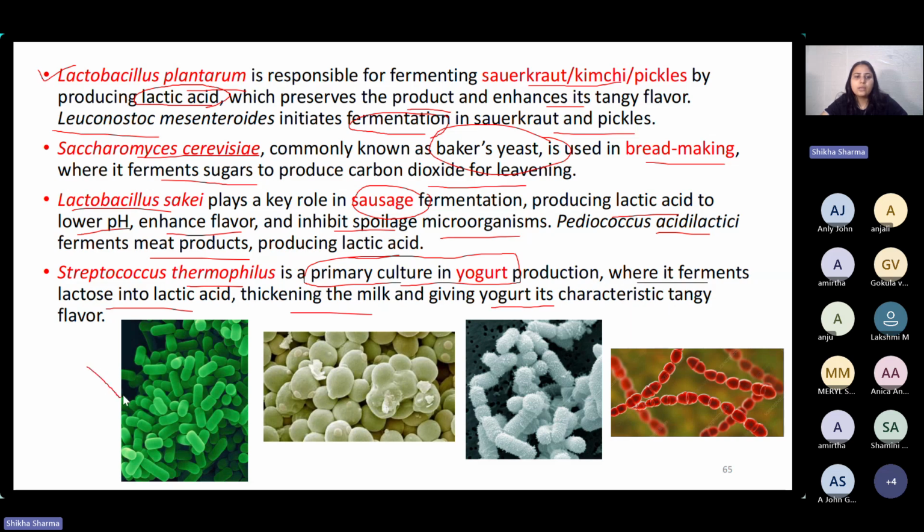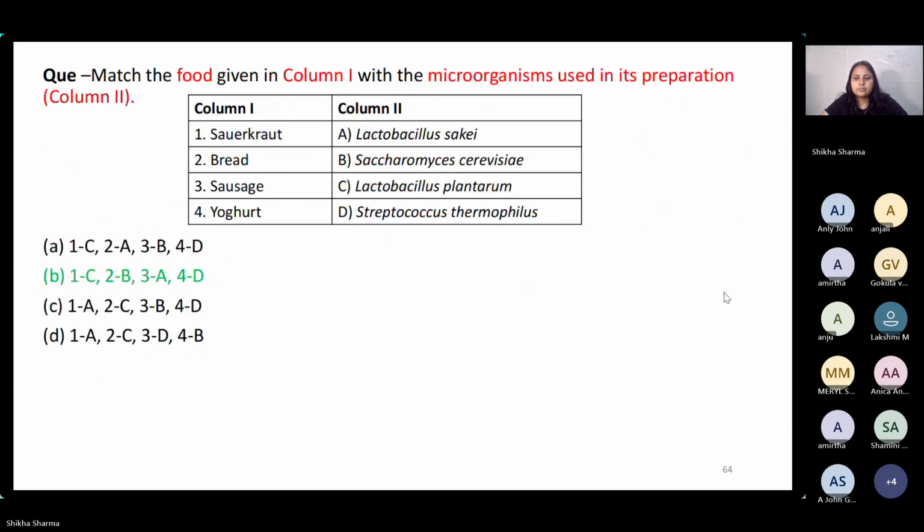So this one is the Lactobacillus plantarum. Then this is the Saccharomyces cerevisiae, and this is Lactobacillus sakei, and this is Streptococcus thermophilus. So here answer B is correct. Sauerkraut is related to Lactobacillus plantarum. Bread is related to Saccharomyces cerevisiae. Sausages, Lactobacillus sakei, and yogurts, Streptococcus thermophilus.